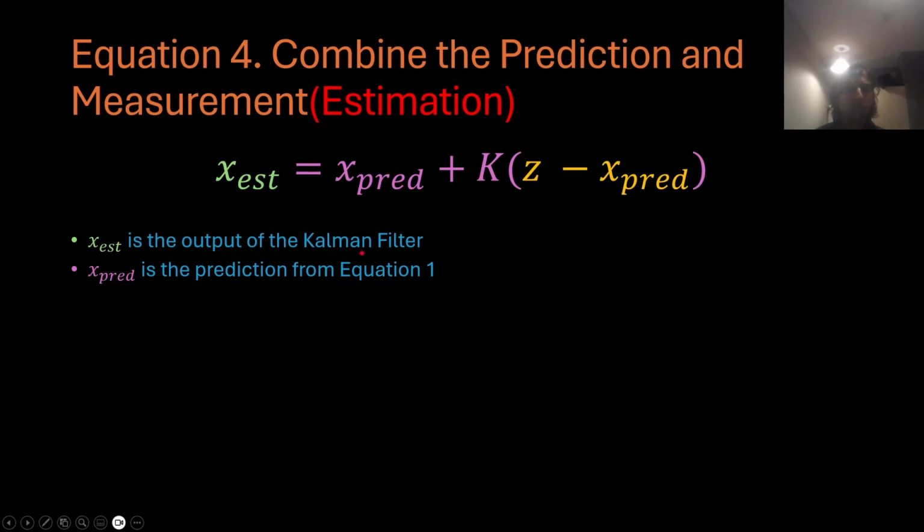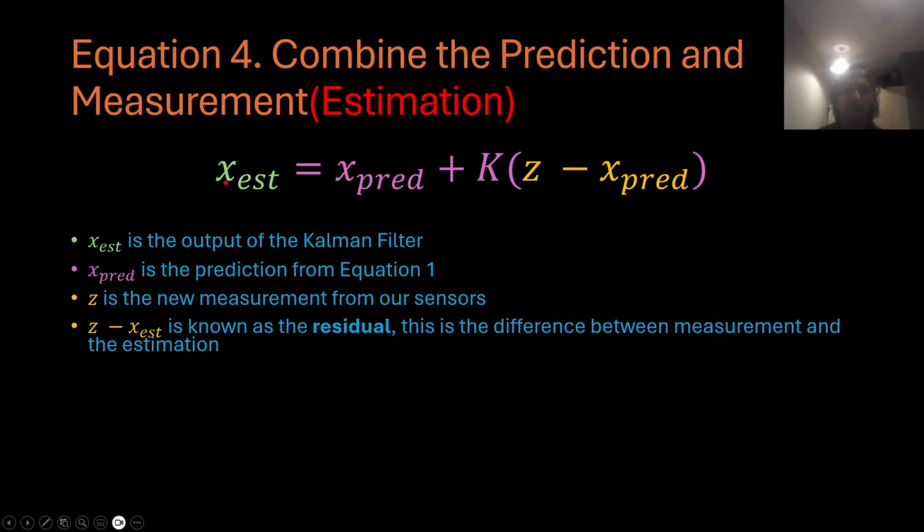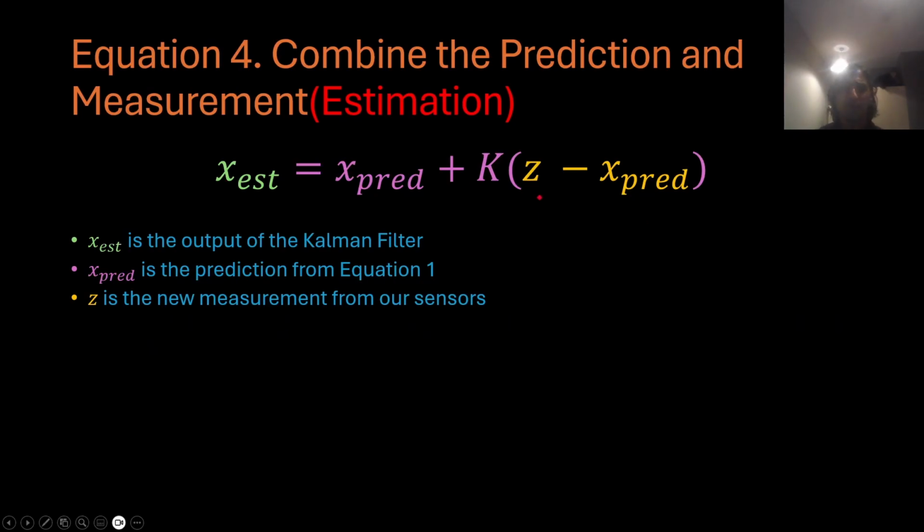Now, again, we compute that in equation 1, and remember that we've made the prediction based on our model, but now we've also got to take z. Z is our new measurement from our sensor. So in this entire equation, we've actually combined the measurement and the prediction to get an estimate, and this estimate is designed to be as close to the true state as possible.